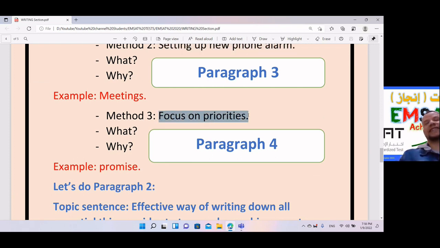Focus on priorities. One of the ways to remember essential things is to make order, to make a list. Which one is important? Second is less important, and so on. So put the highest one in importance first, then second, third, and so on in a list. Focus on priorities. Okay, you will write answering the question what, priorities, and why we concentrate on priorities. When you do that, you mention paragraph 4, then the conclusion.